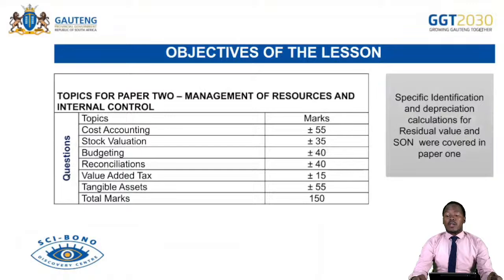What we need to note, grade 12, is that specific identification, as well as depreciation calculations for residual value, as well as the sold, the old, the new calculation of depreciation, were covered in paper 1. We have seen that. We have done our paper 1. We've been writing our paper 1. So that was covered.